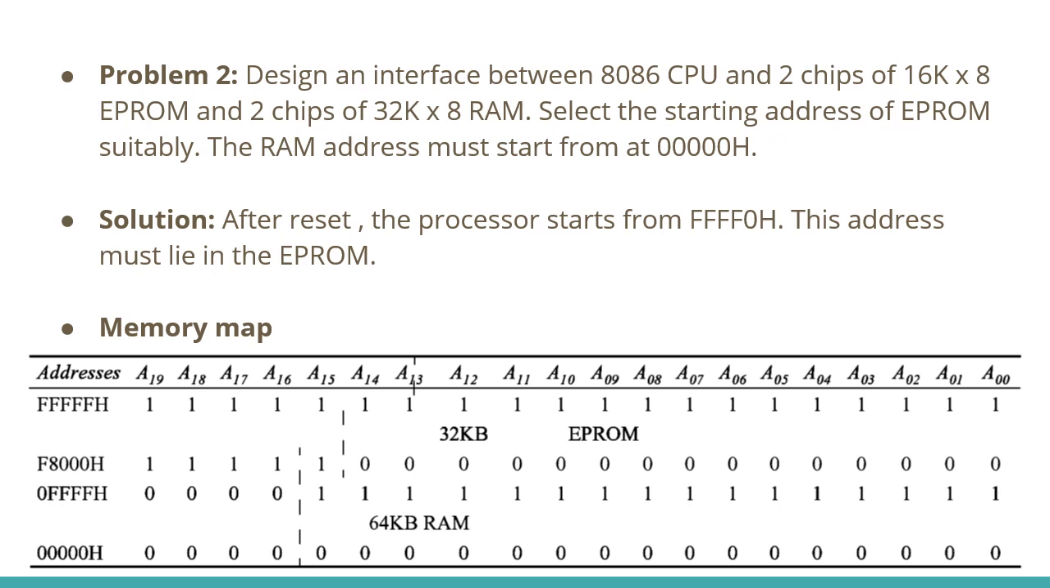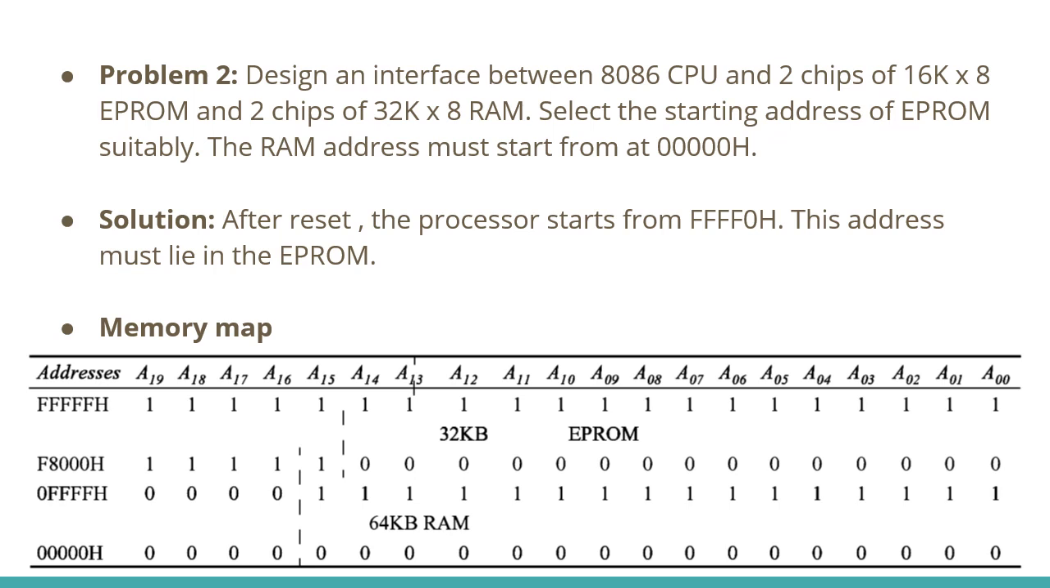Now, we know that after reset, the processor starts from FFFF0H, and this address must lie in the EPROM. So for that, we will select the EPROM address from FFFFFH. The starting address of the EPROM is FFFFFH. From there, 32 KB address space is reserved for the EPROM, so it will end at F8000H.